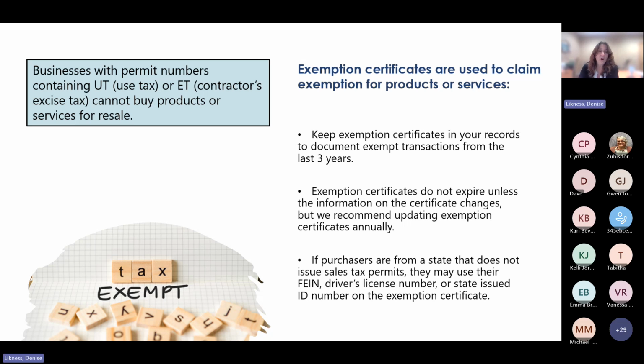If the purchasers are from a state that does not issue sales tax permits, they can use their FEIN number, driver's license number, or their state issued number on the certificate. I will tell you this much, do not accept exemption certificates with permit numbers containing UT, that's a use tax license, or ET, contractor's excise tax license.